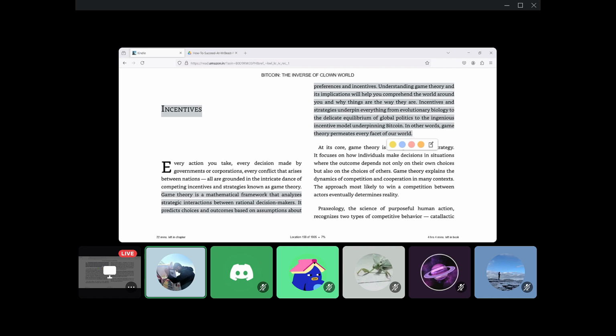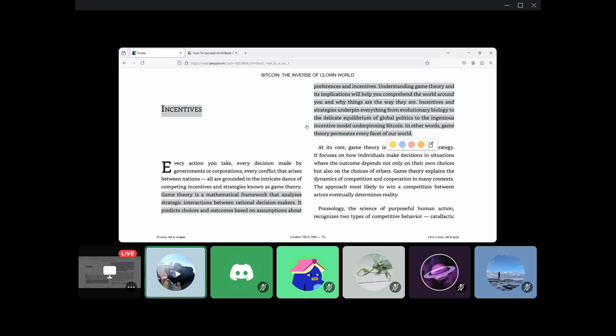Nice. Thank you, Agnibo. You've been sharing quite interesting things. Yeah. So game theory is a mathematical framework that analyzes strategic interactions between rational decision makers. It predicts choices and outcomes based on assumptions about preferences and incentives. So yeah, the core assumption here is that we always take rational decision makers into account and strategic interactions between them. It is predicting choices and outcomes based on assumptions about preferences and incentives.